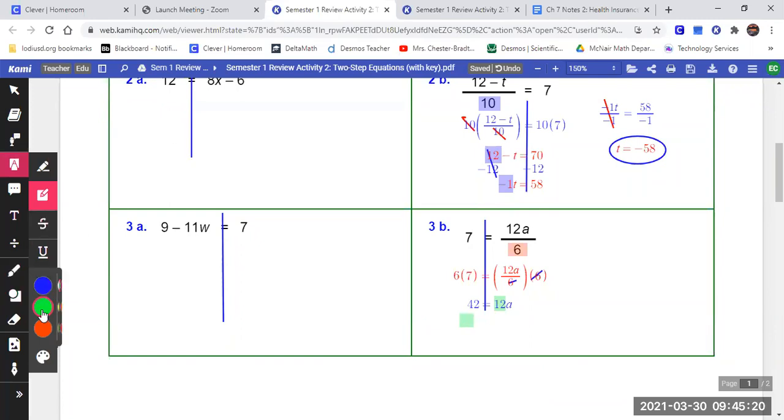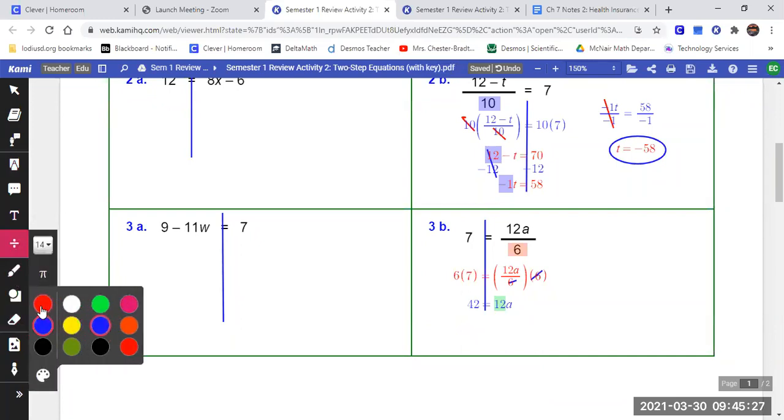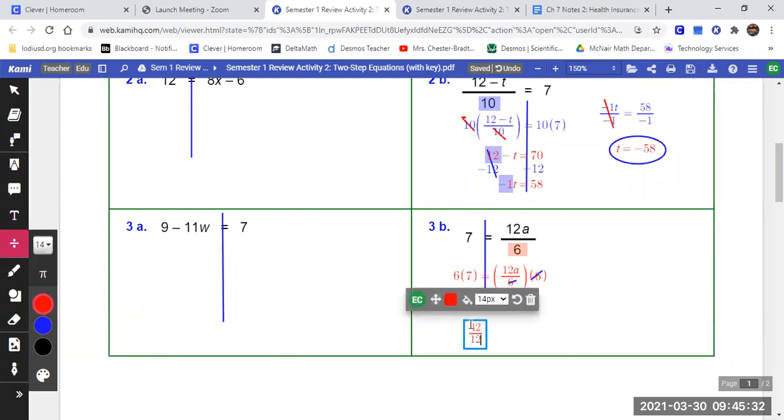Oops, why did I do the wrong thing? Oh, let me go erase it. Highlighter crazy. Okay. The 42 divides by 12, and it has to equal the 12a. Forgot to arrow off. Divided by 12 has to equal 12a divided by 12.